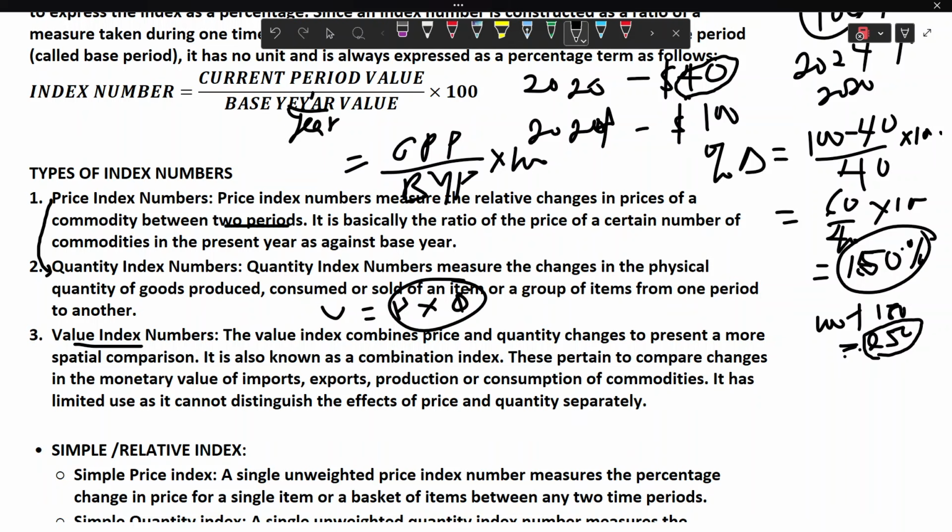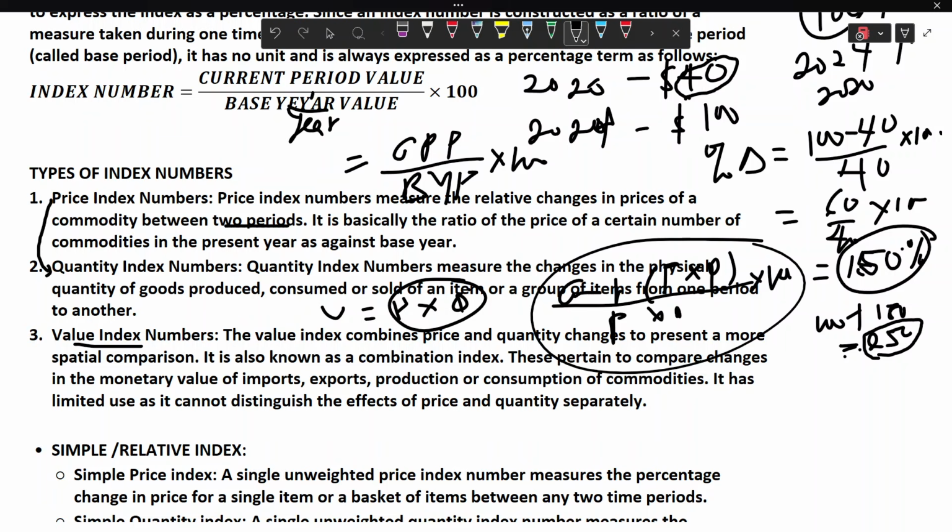This gives you the value. So when you transfer the same knowledge to index numbers, it's basically the current period value, which is the price times quantity for the current period, divided by the base year value, which is also the price times the quantity. Then you multiply the answer by 100. This pertains to comparing changes in the monetary value of import, export, production, or consumption of commodities.